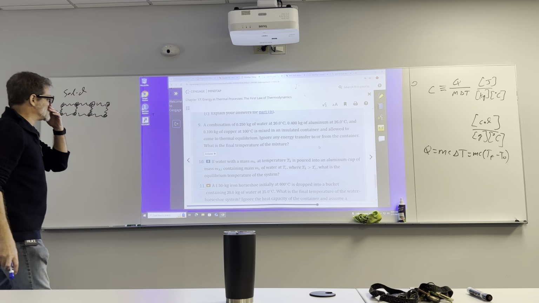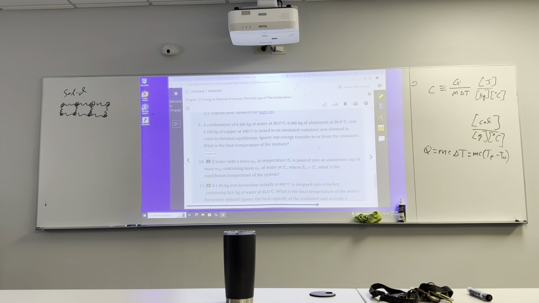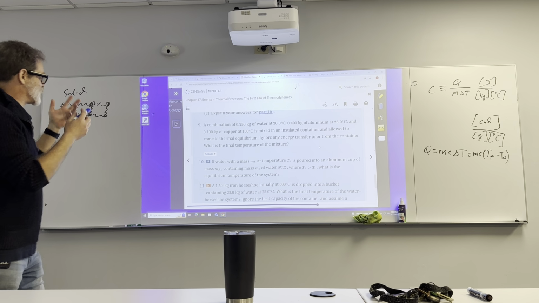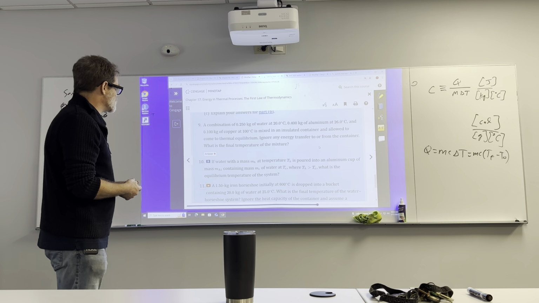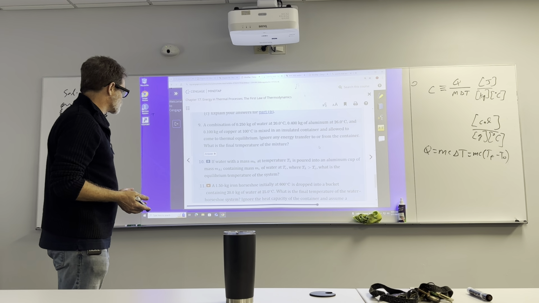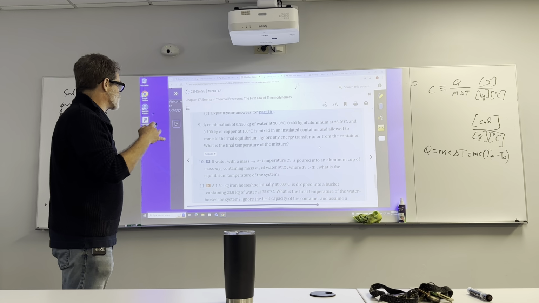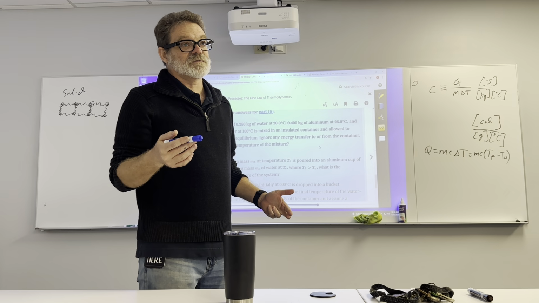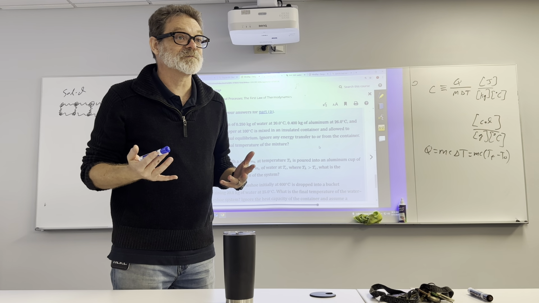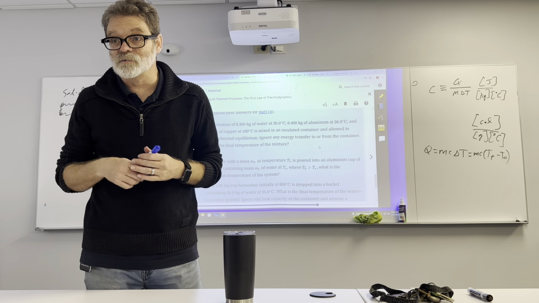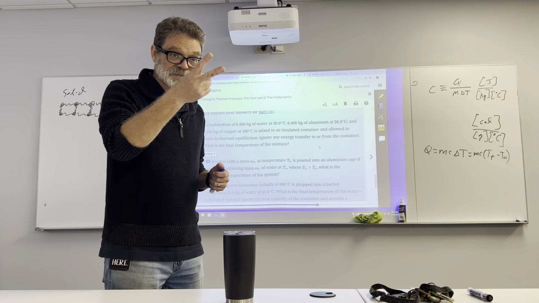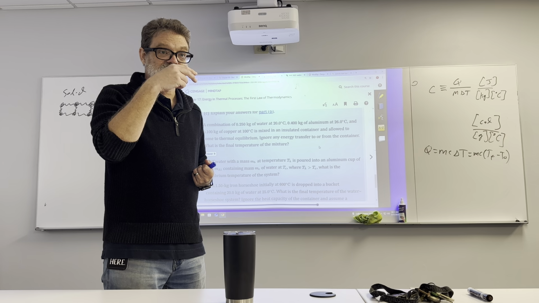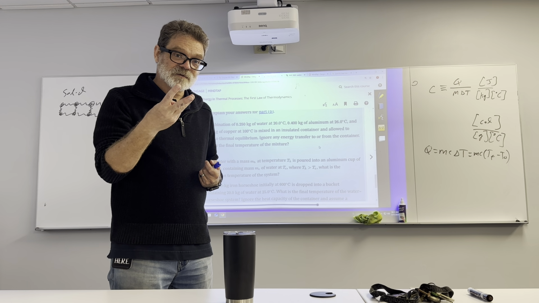A combination of 0.25 kilograms of water at 20 degrees Celsius and 0.4 kilograms of aluminum at 26 degrees Celsius and 0.1 kilograms of copper at 100 degrees Celsius is mixed in an insulating container and allowed to come to thermal equilibrium. Ignore any energy transfer to or from the container. Find the final temperature of the mixture. So we need some specific heats, so we'll have to look them up. But let's see if we can do this problem. I showed you an example. I did the equation for 2 objects, but now we have 3, right?